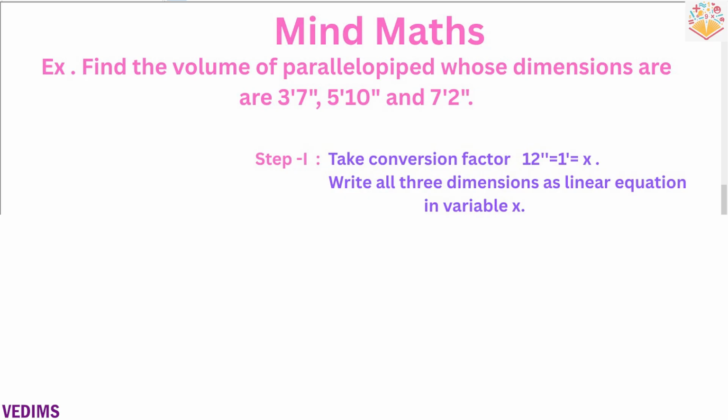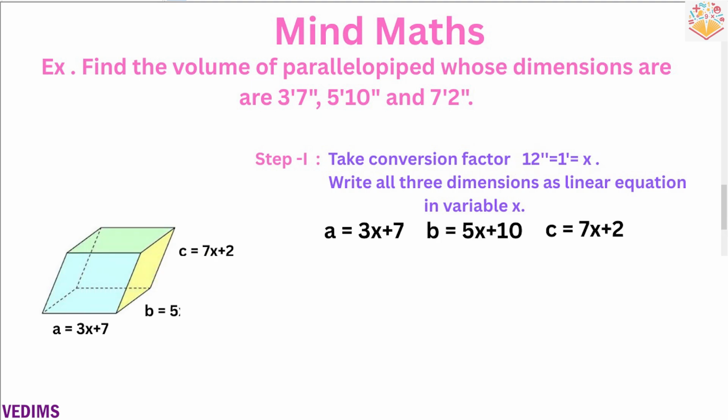In the first step, same problem we will take. The conversion factor 12 inch or 1 feet, will consider it as x, like we did in case of the area. Write all three dimensions as linear equations in variable as shown in the figure. Let us call A is equal to 3x, x is feet. We'll write it as 3x plus 7. B is equal to 5x plus 10. C is equal to 7x plus 2.